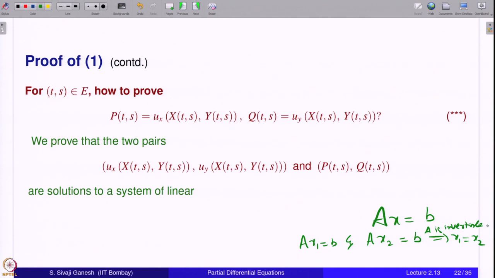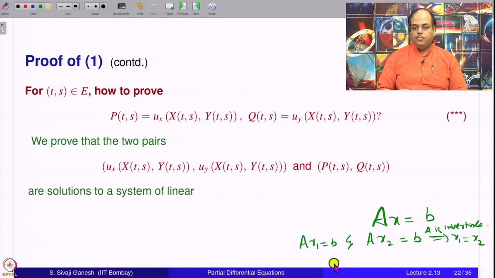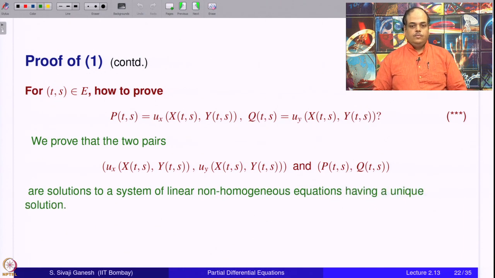So, the solution is unique. We are going to derive this system of linear equations which both the pairs satisfy, and we will show that the coefficient matrix is invertible. Therefore, the solution is unique. Therefore, if you knew Ax1 = B and Ax2 = B, then it must be that x1 is equal to x2, and then it will follow that this pair is the same as this pair, which is triple star. So, now we have to get that system. How do we get that system?